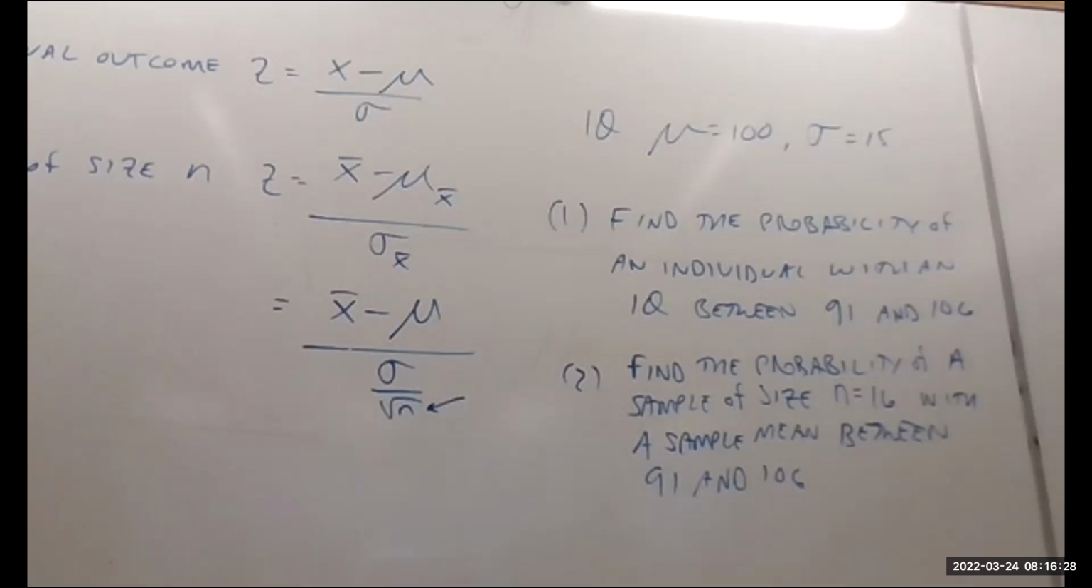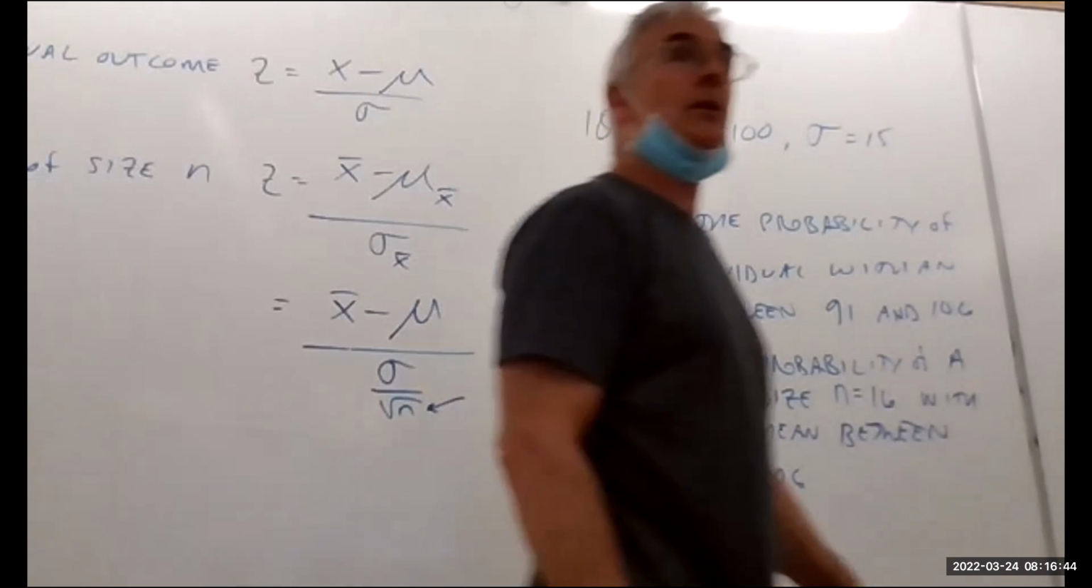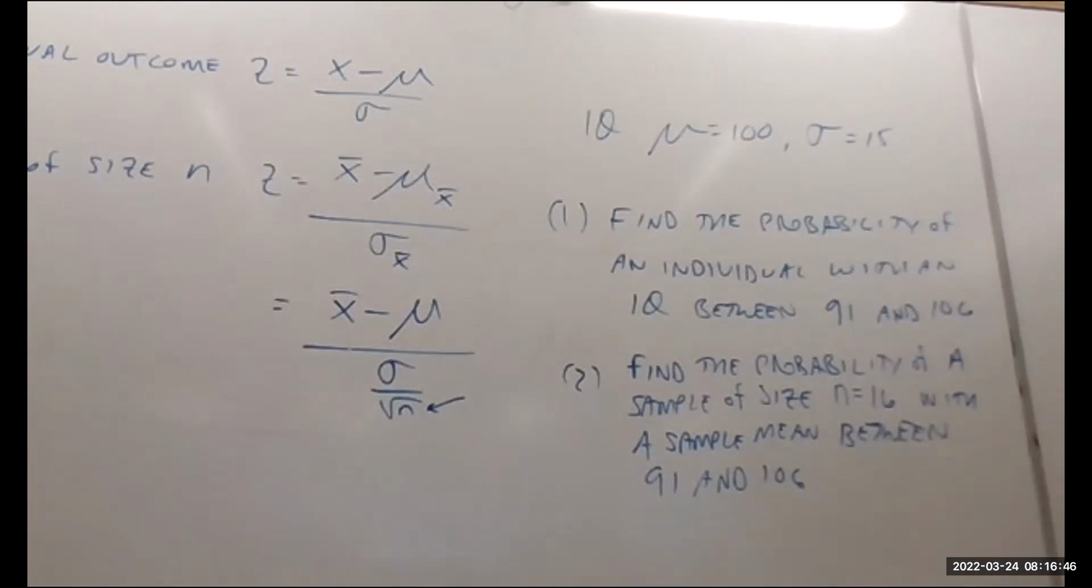What's the probability that their IQ is between 91 and 106? Second question, I'm going to grab 16 people at random, find the mean of their IQs, and what's the probability that that sample mean is between 91 and 106? Will we get the same answer? No, because in the second one, we have to use the 16 in our calculation.